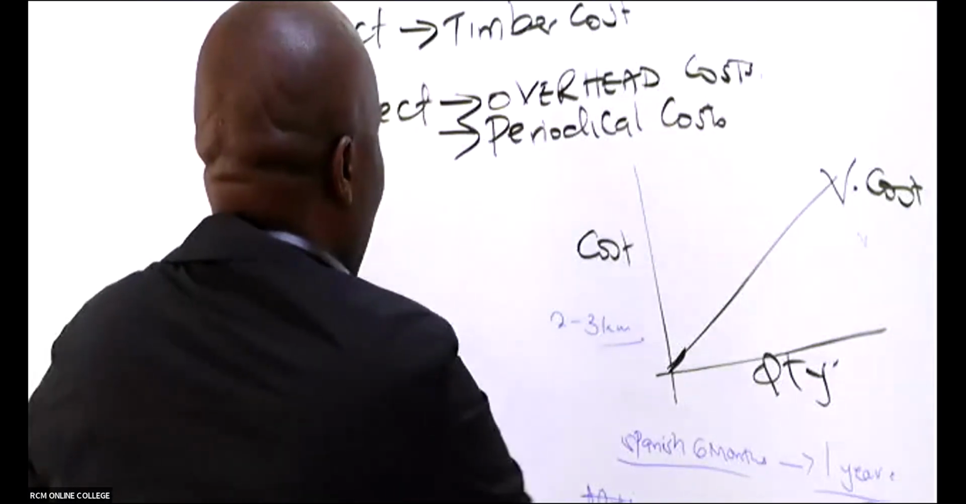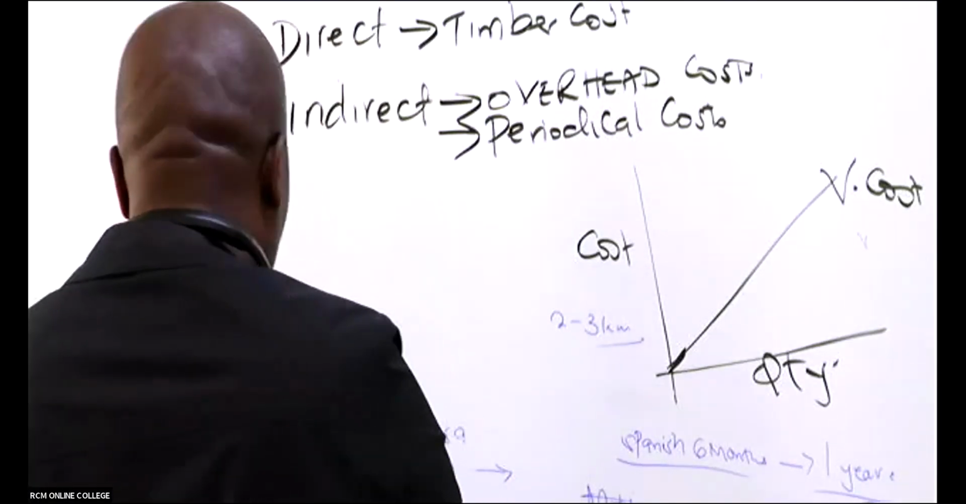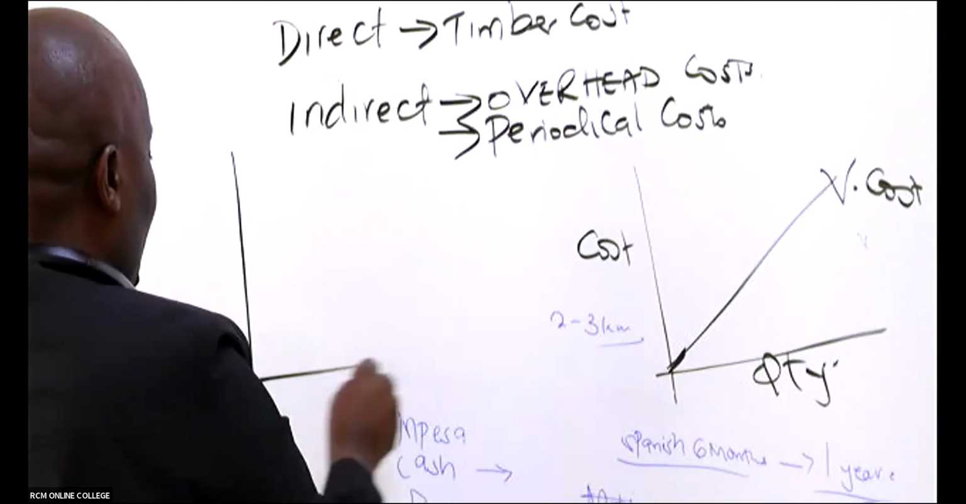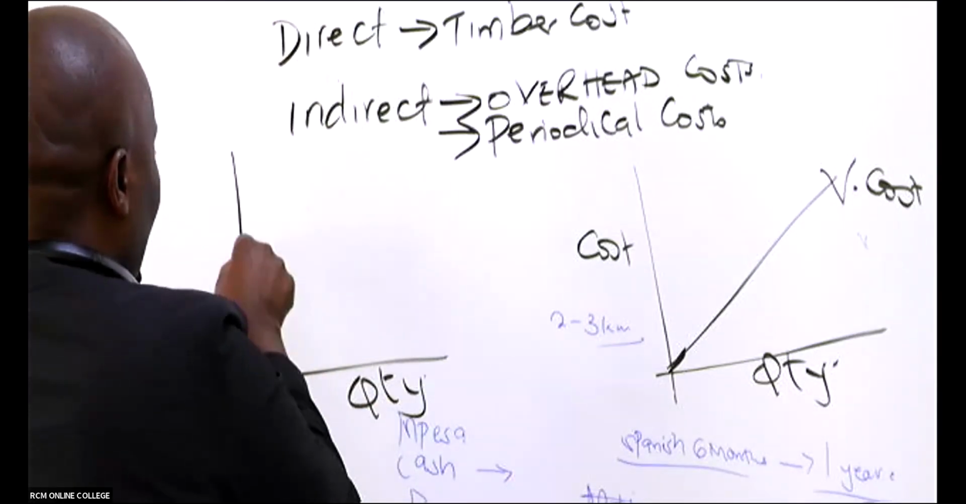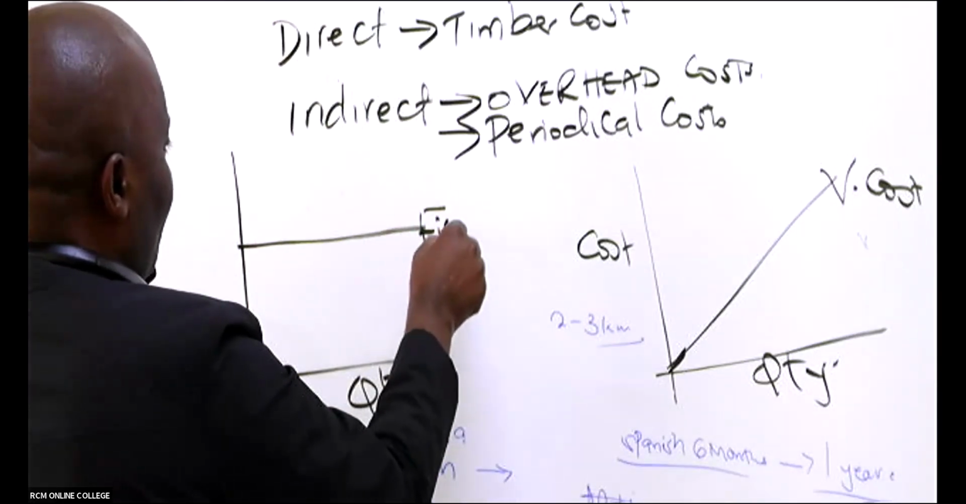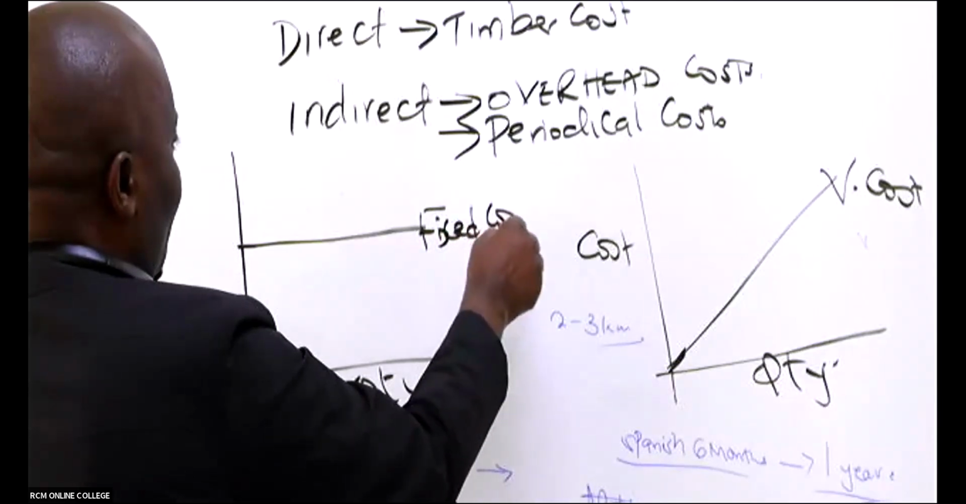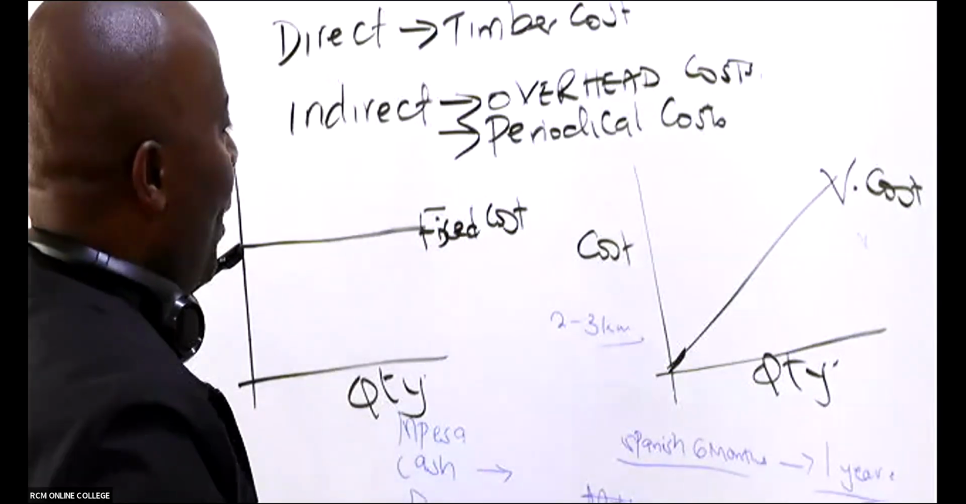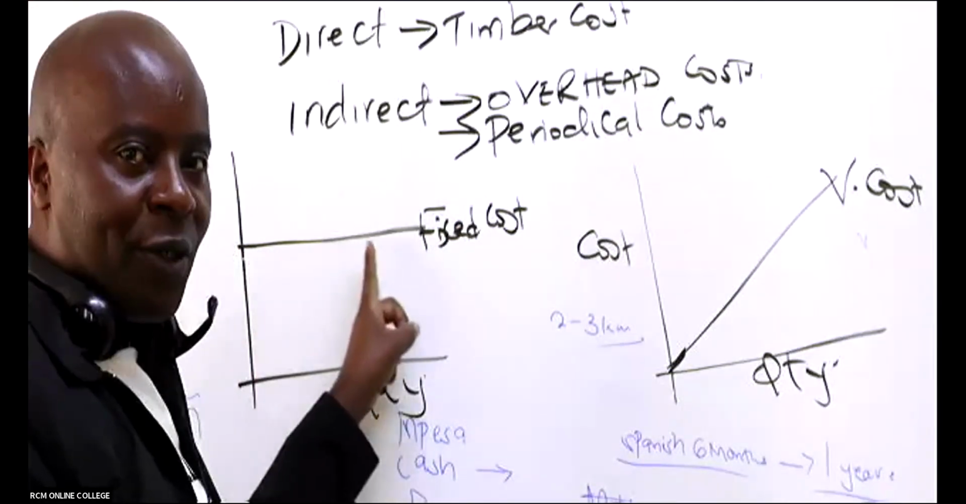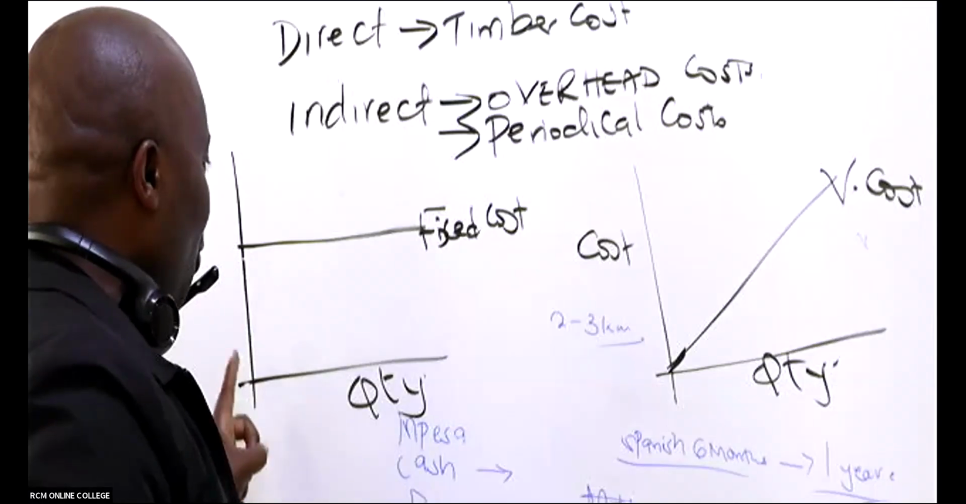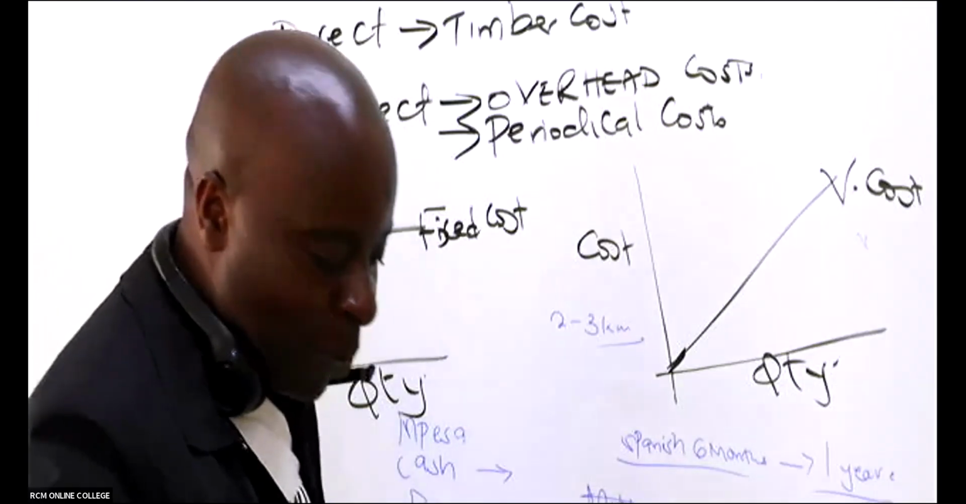So costs that behave like this. If you're keen enough, you must realize that fixed costs are ever constant. Even if you produce 0, you still have to pay.